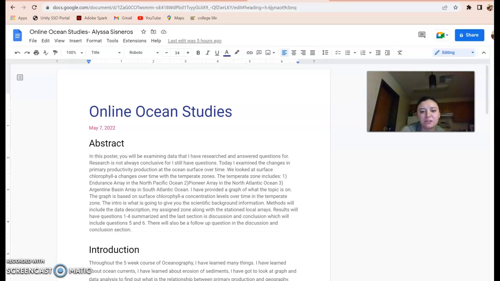Now, the introduction is what's going to give us the scientific background information. Methods will include the data description, my assigned zone, along with the stationed arrays. Results will have questions 1 through 4 summarized, and the last section is discussion and conclusion, which will have 5 and 6 summarized along with a remaining conclusion and or question. Now, research is not always conclusive, which is why I added a question, because there's always going to be more questions adding up.